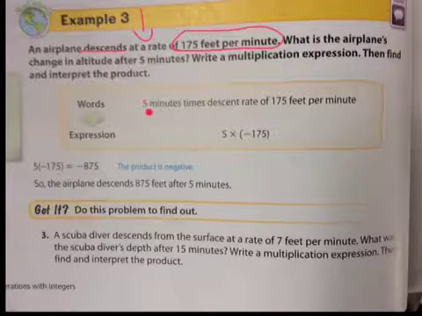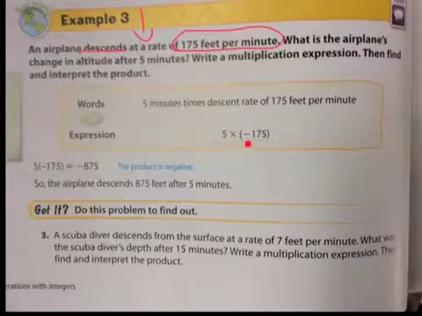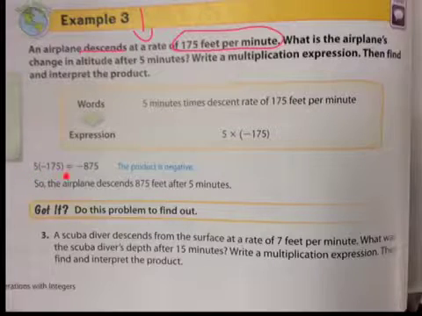Okay, so the words: 5 minutes times descent rate of 175 feet per minute. So 175 feet, it's going down, it's descending, that's why it's a negative, times 5 minutes. Now this multiplication sign here, boys and girls, is superfluous because the parentheses tells us that we have to multiply already, so we really don't need it. So we can write it as 5 parentheses negative 175 equals negative 875. Don't forget, positive times a negative equals a negative.